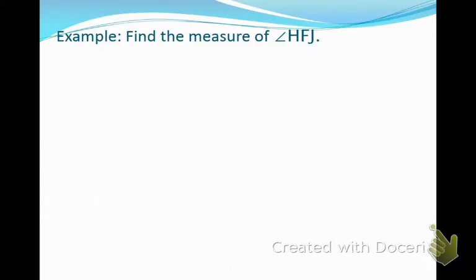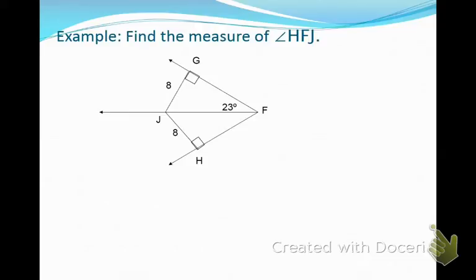So here we're supposed to find the measure of angle HFJ. What would HFJ be? Seth, what would HFJ be? This angle right here, what would that be? Yeah, it's 23.